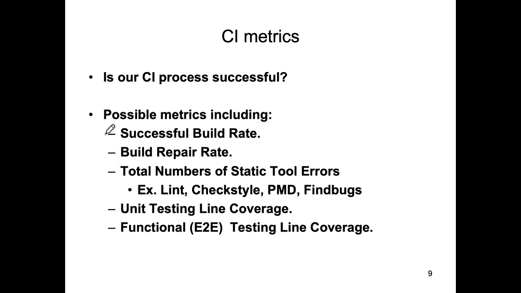Now, there are lots of measures that you can use. I don't want to discuss this too much now, but just to make you aware of it, I suppose. For example, we could just say the number of successful builds, or the rate at which our builds are successful, is a measure of how good our continuous integration process or pipeline is.